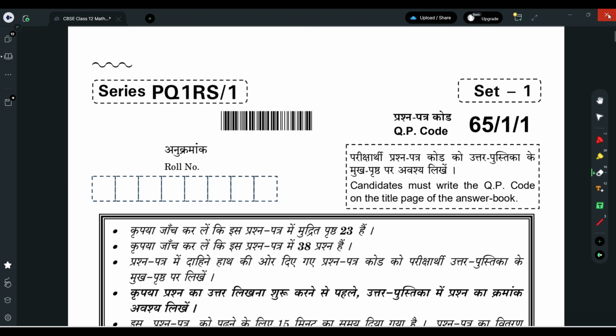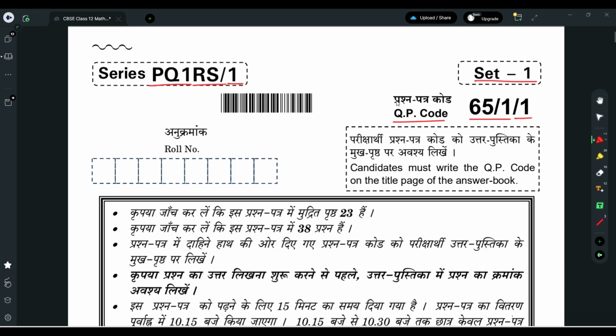So today we are going to solve the 2024 CBSE class 12 math question paper, and the question paper code is 65/1/1, and this is set 1, and this is from the series PQ1RS/1. So let us first read the instructions.